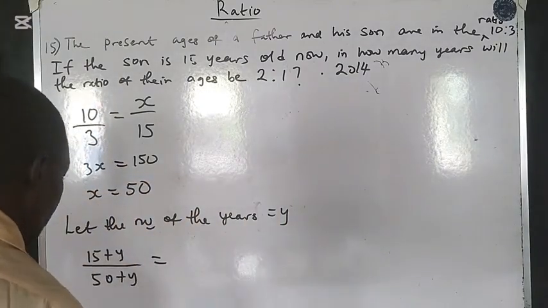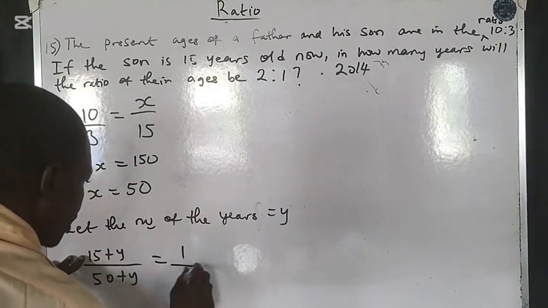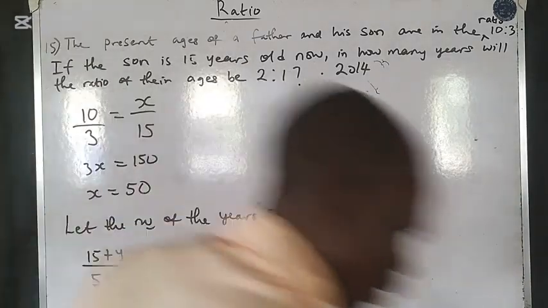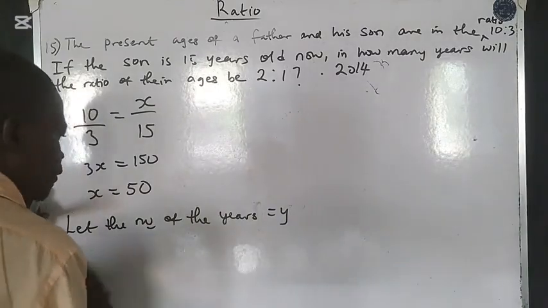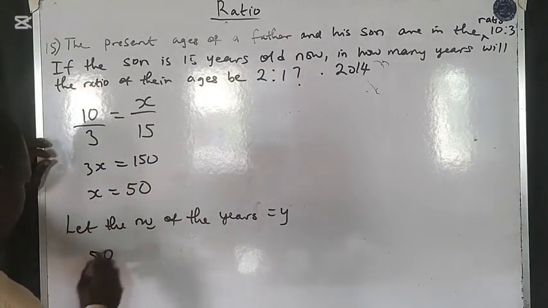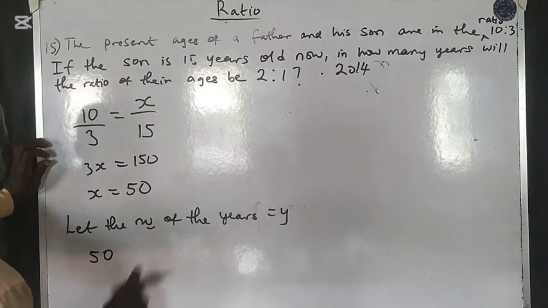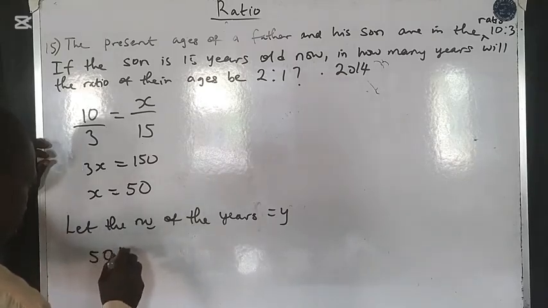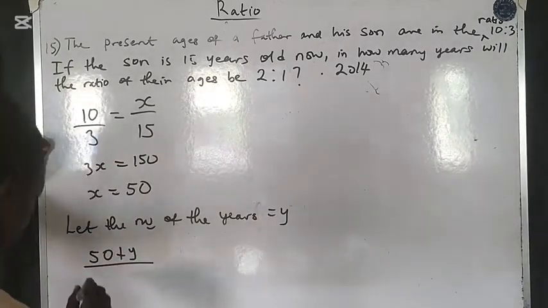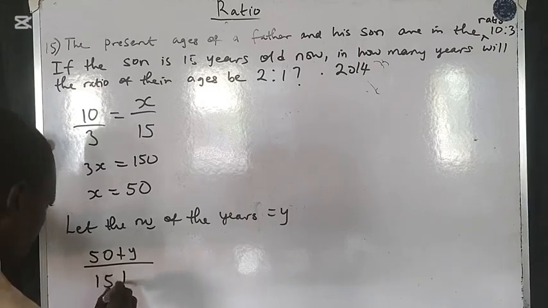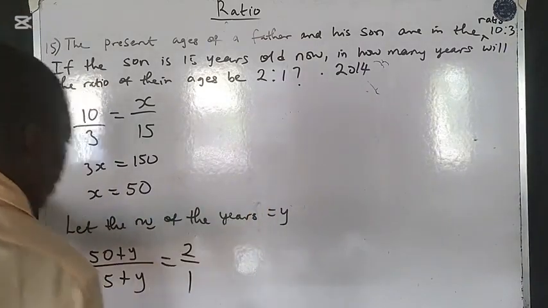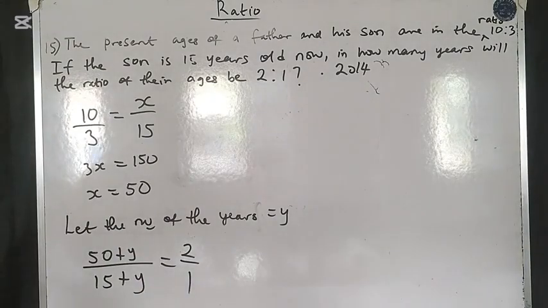So for the son we write 1 here, and for the dad we write 2. Let's write the father's age first. The father's age now is 50. In that number of years, which we don't know, it will be 50 plus y over the son's age now, 15, plus y, equals 2:1, or 2/1. So let's cross multiply at this junction.